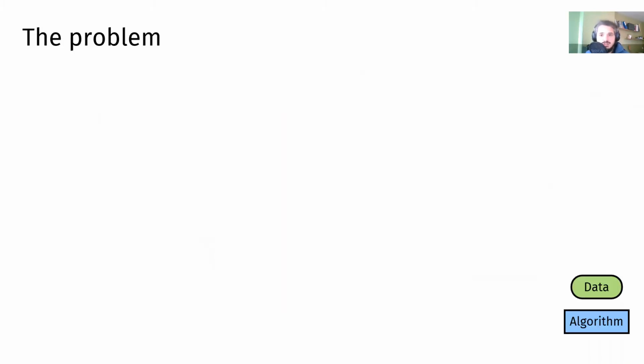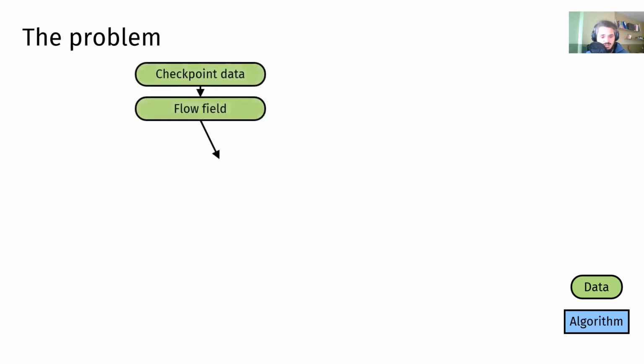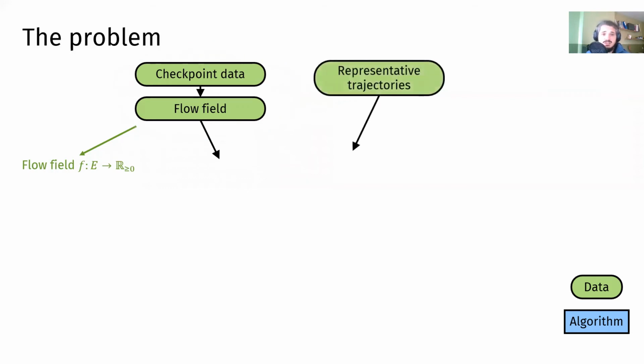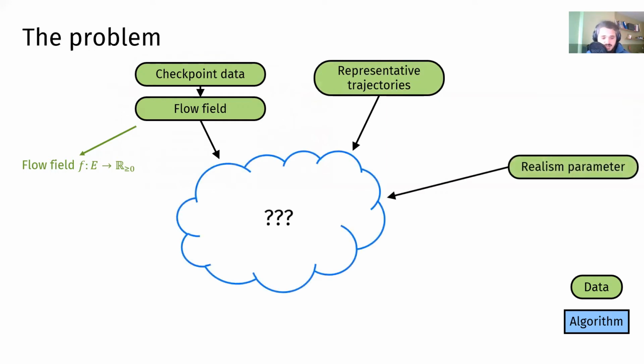So to give you more of an overview of the problem, we are given checkpoint data, and we will assume for now that it's given as a flow field, which essentially is an assignment of positive reals to each edge in our road network, where the positive real simply means how much traffic went through this edge. And then in addition, we are given representative trajectories and some realism parameter, and we want to output weighted routes, where the weight is the amount of traffic that went over this route.